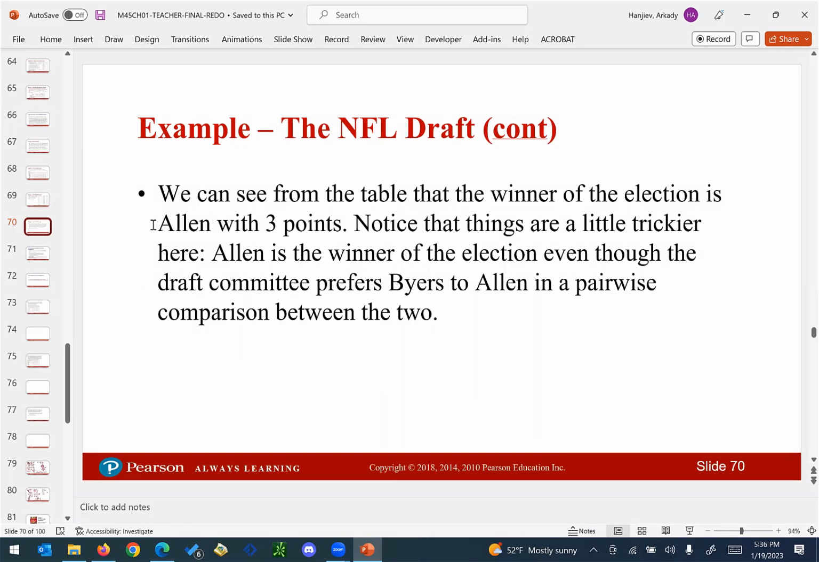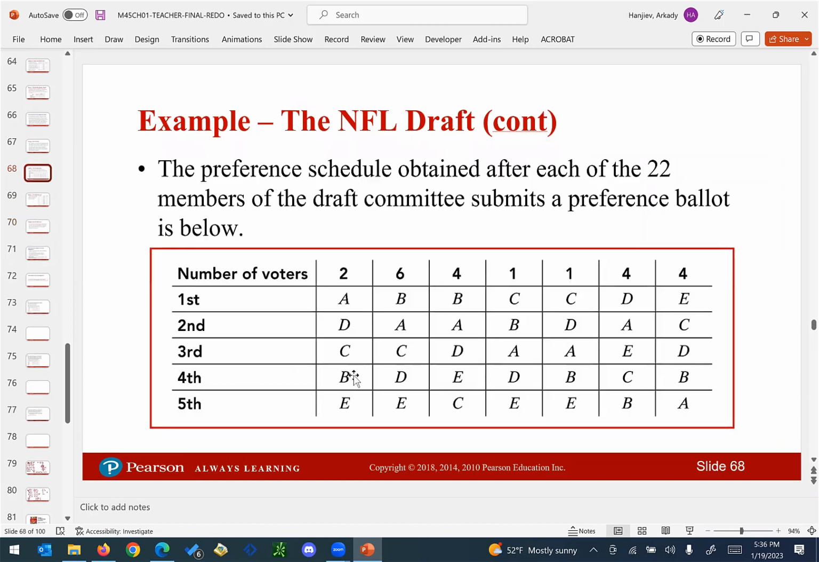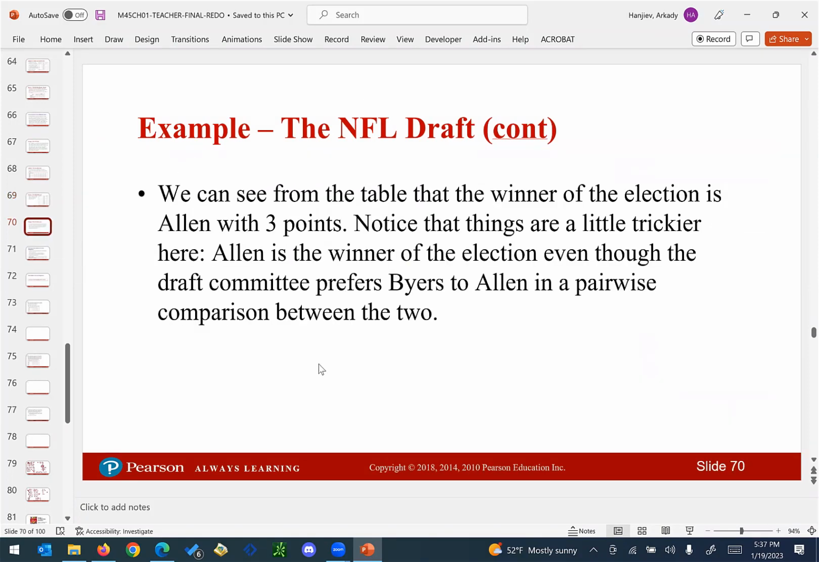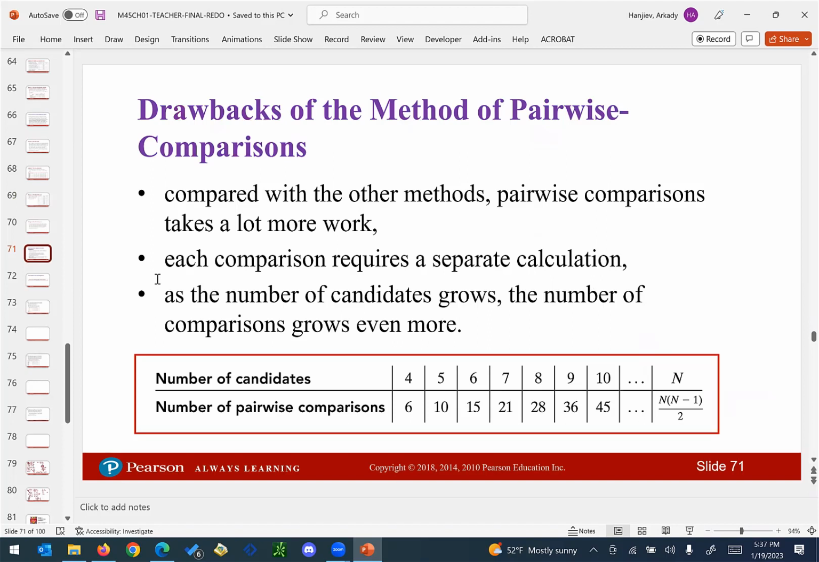Allen won the overall point total against everybody. But if you look back, if you just go A to B, only A against B, you notice that Byers would have won if it was just between A and B, but then A wins over here. So it almost feels awkward that you pick a person who loses in the head-to-head comparison but wins on the other side. So that's the weird drawback to the pairwise comparison test.